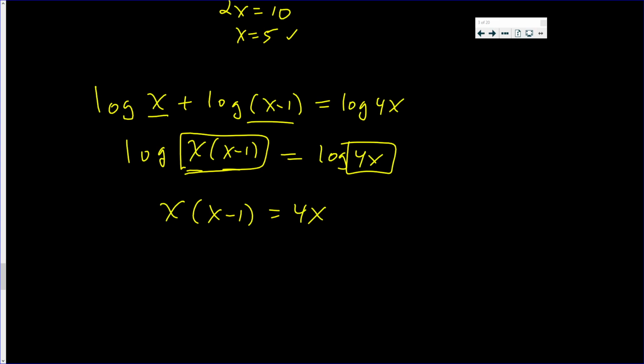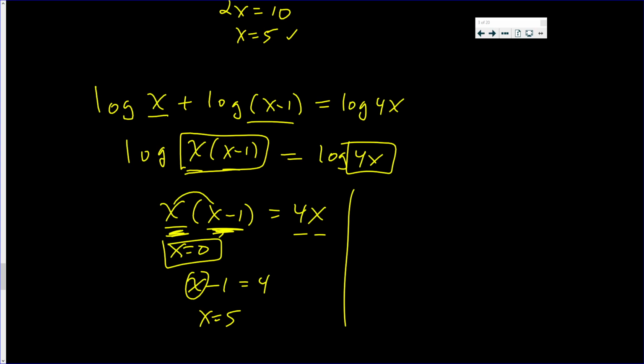Now, there's two ways of doing this. We can divide both sides by x, but realize that x equals 0 is a solution. If x is 0, 0 times whatever this is will be 0, and 4 times 0 is 0. So we know x equals 0 is a solution. Now when we divide by x, we get x minus 1 equals 4. Oh, 5 minus 1 is 4. X is 5.